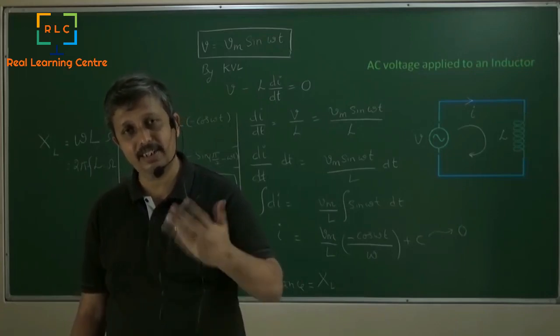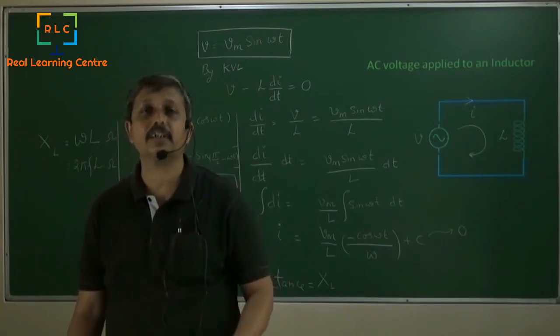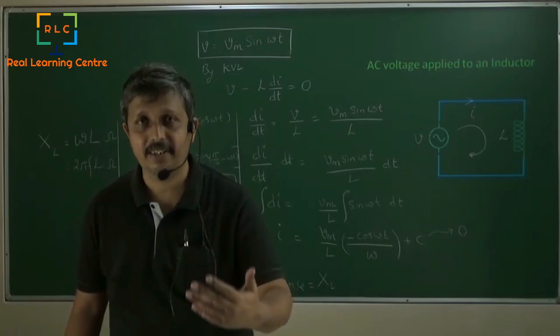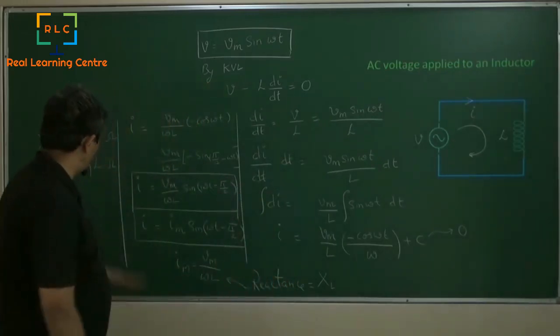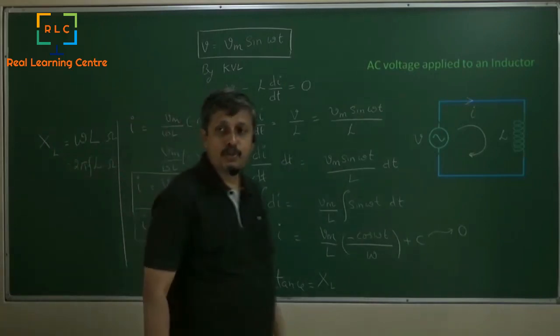That is, whenever the current is changing, if it changes too often or at a higher rate, then its opposition will be more. Okay, that is what a reactance is. So that's what we have clearly proved here.